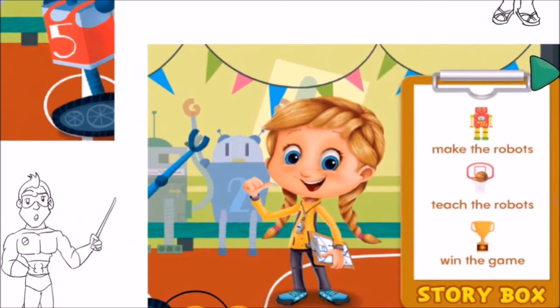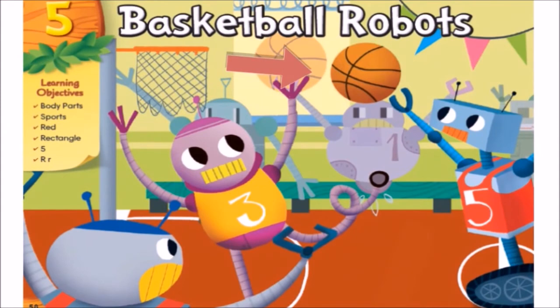So, what game are they playing is one great question, and your student should reply basketball. Another question to ask is, what does Anna need to teach? To which your students reply, the robots. Keep asking these questions until you feel confident your students understand the basic setting, characters, and introduction to the plot of the story.